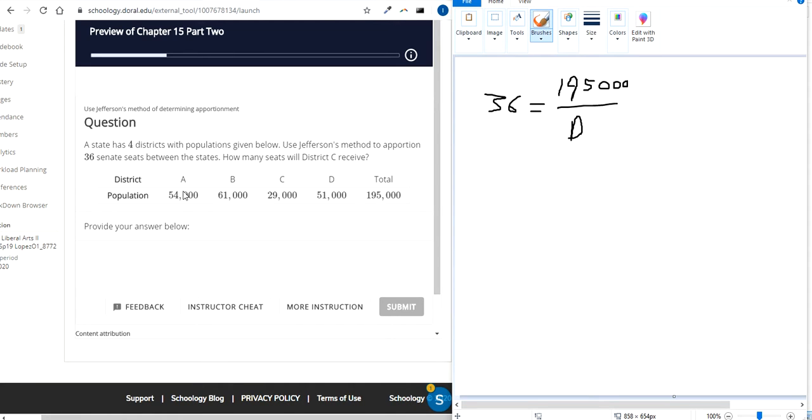Okay, so if our task is to use Jefferson's method for determining apportionment, we should first find the divisor, and I'll make that different than group D here. The standard divisor is found by using this formula: the number of Senate seats, 36, or the number of representatives, should equal the total population divided by the standard divisor. When you solve for the divisor, it's a quick little algebra equation. The divisor is 195,000 divided by 36.